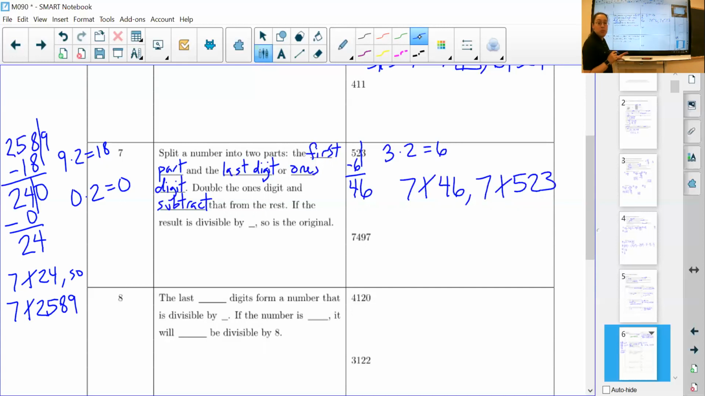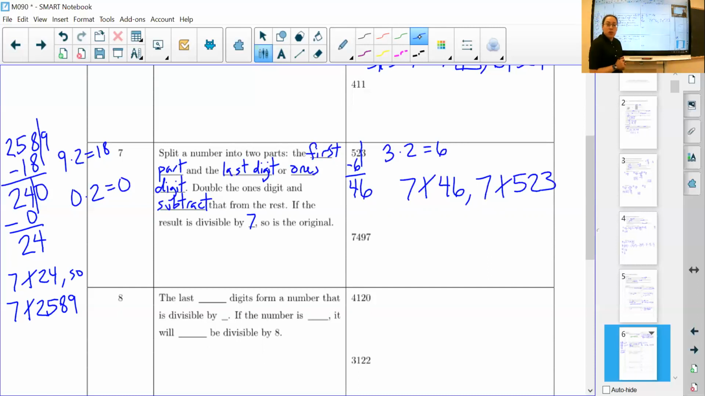Notice that those arguments are important. You can't just say no. We need to see your work, and we need to see: 7 does not go into 24, so 7 does not go into 2589. And you can write it out if you like. I just like using those abbreviations or those symbols. If the result is divisible by 7, so is the original.